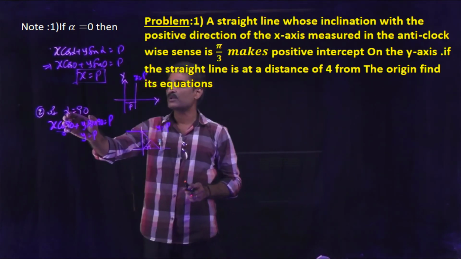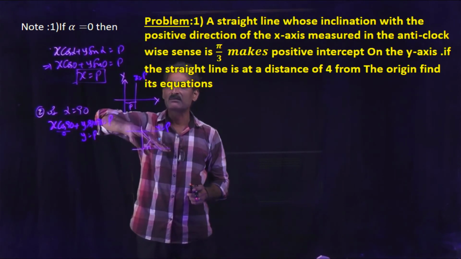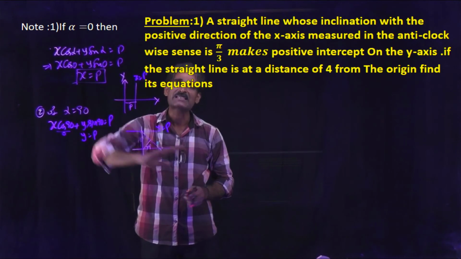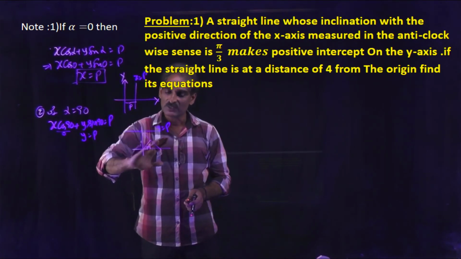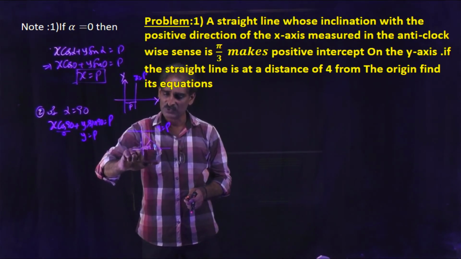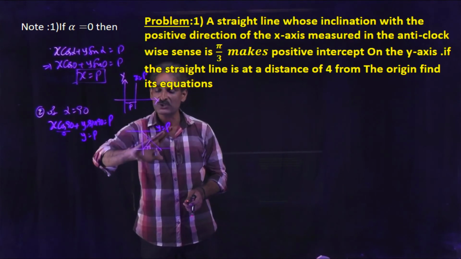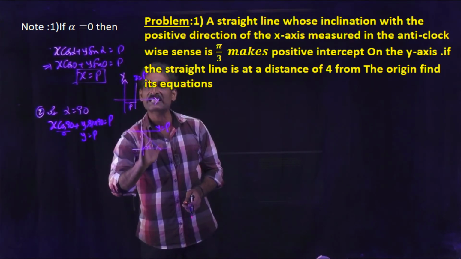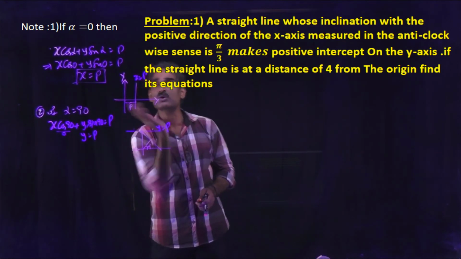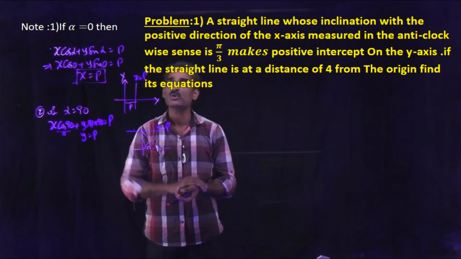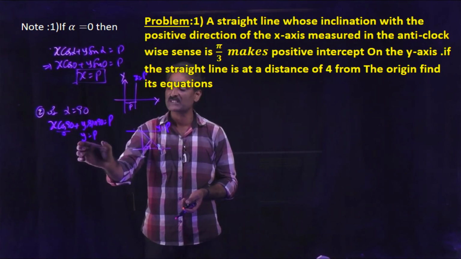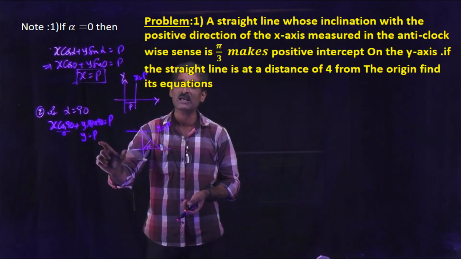If alpha equal 90, this line becomes the line parallel to the x-axis, because as alpha increases from this angle to 90, the position of this line is changed to this line. The normal coincides with the y-axis. This line is perpendicular to the y-axis, that means parallel to the x-axis. In case of alpha 90, we will get a line parallel to the x-axis, that is y equal to p. P is the normal length.